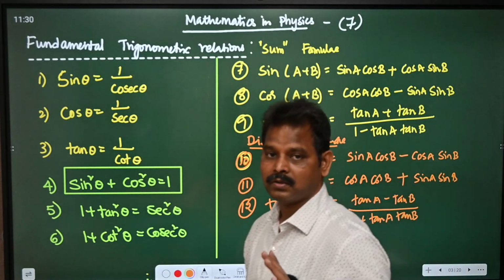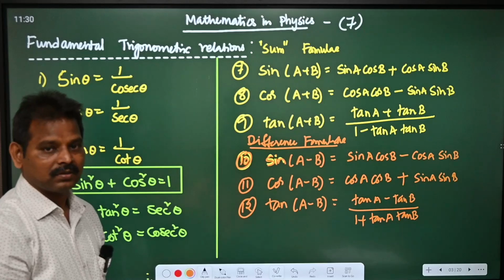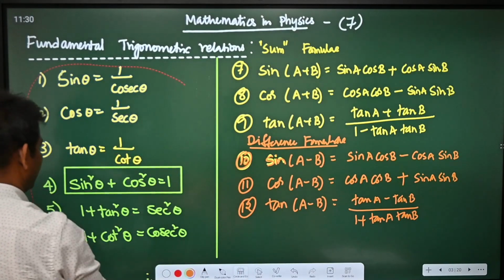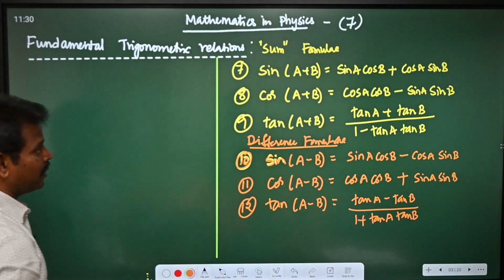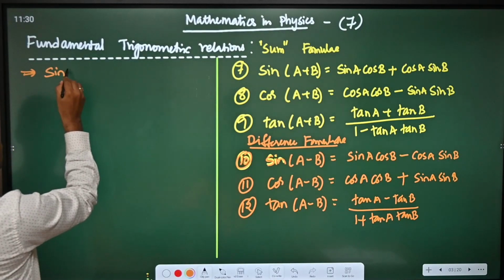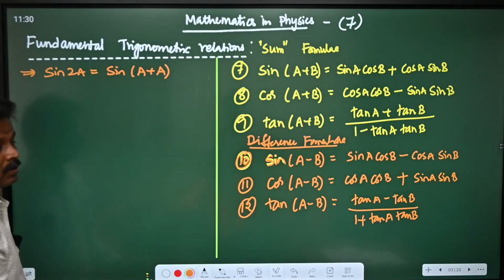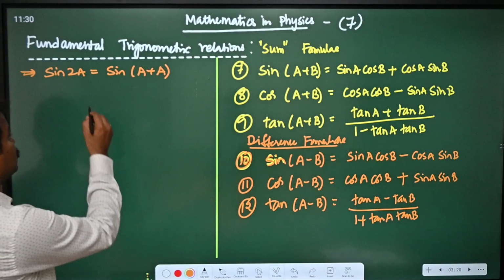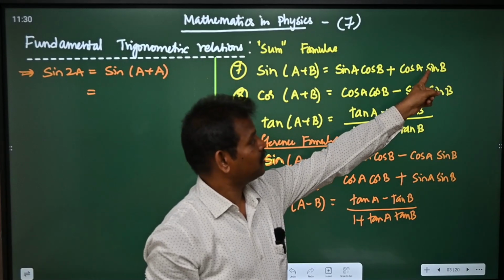And the most important point that we remember in this case is, rather than these 6 formulas, mostly they will ask you to find sin 2a, cos 2a, tan 2a, which are very useful in mathematics and also in physics. Here, sin 2a can be written as sin of a plus a. This is in the form of sin of a plus b. So b will become a. So what is sin 2a? Sin a cos a plus cos a sin a.